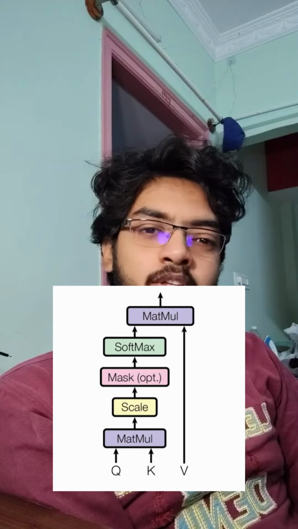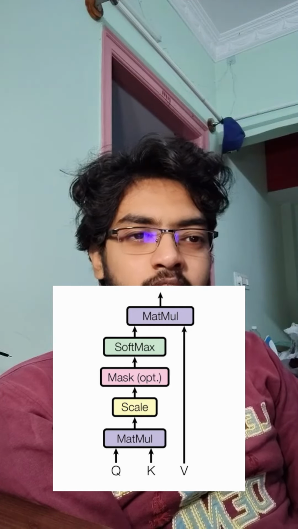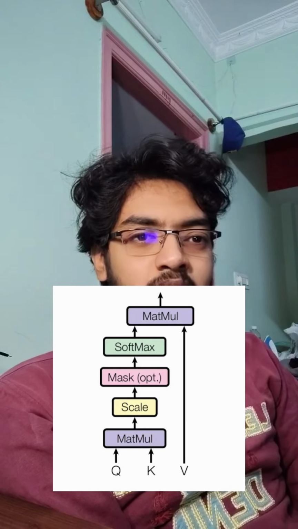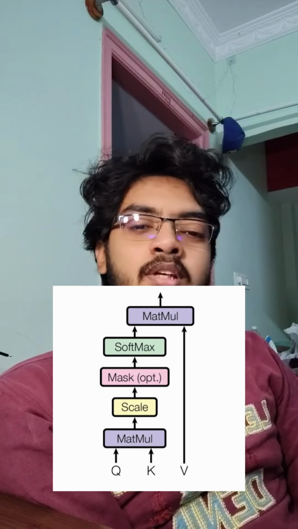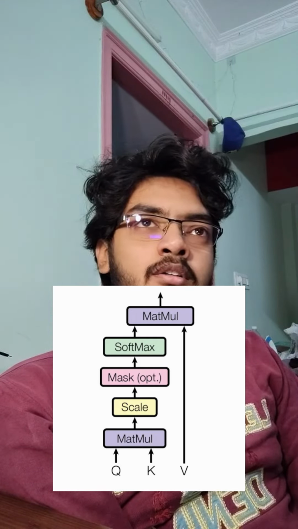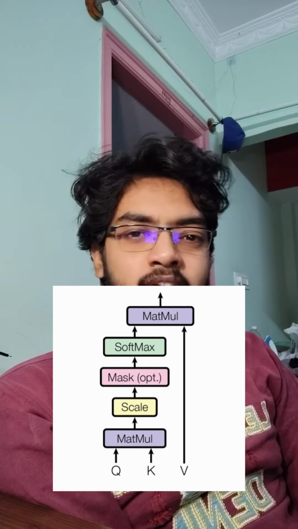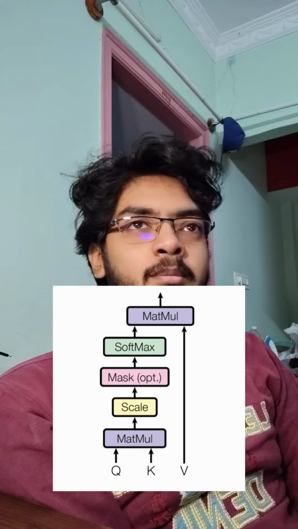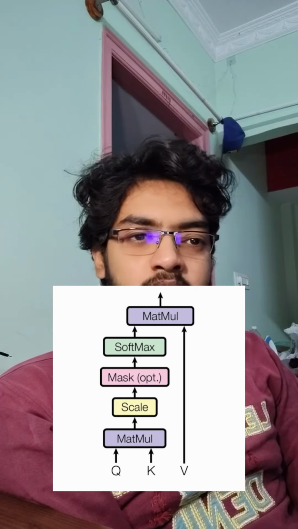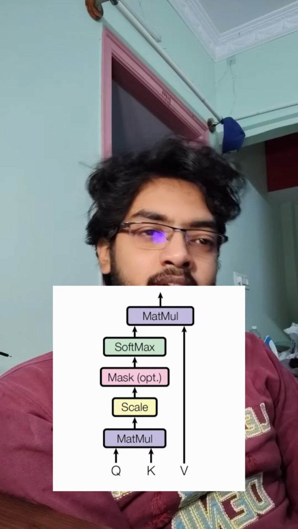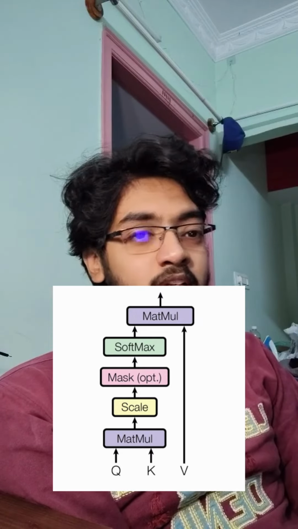The paper also has presented a flow of how the attention mechanism works. First, there's a matrix multiplication, which is then scaled and masked. The masking is done so that the tokens which are being affected are only being affected by tokens which are their predecessors. And then a softmax function is applied, and then another matrix multiplication is being performed, that is with the value matrix.